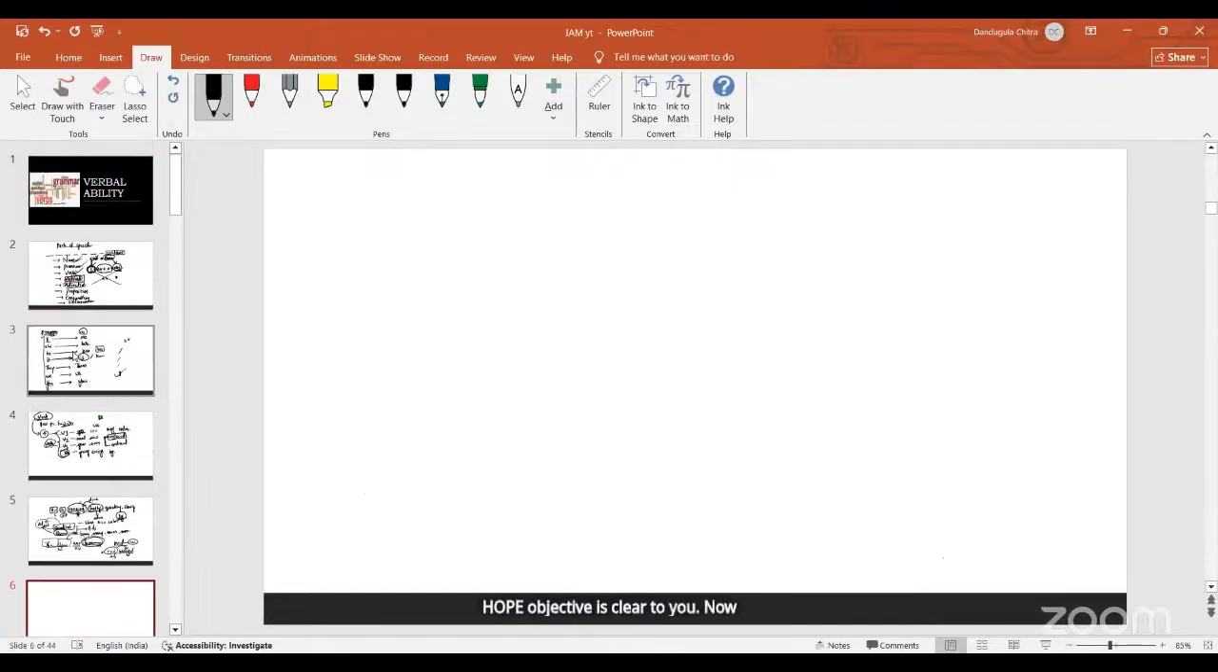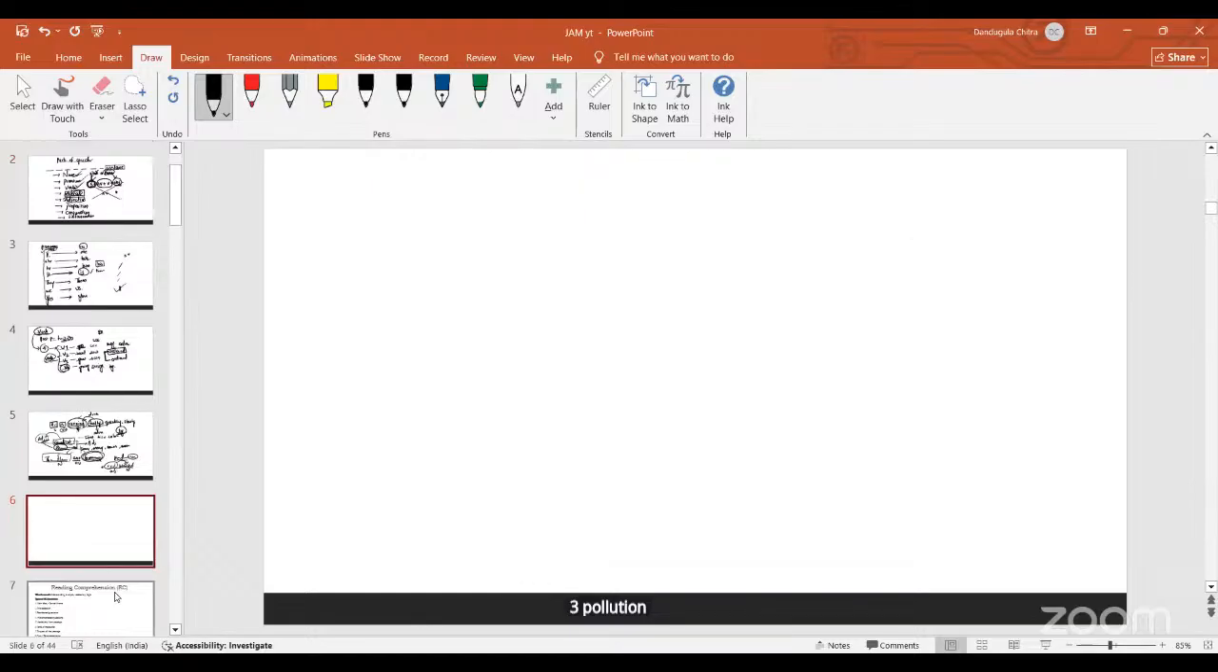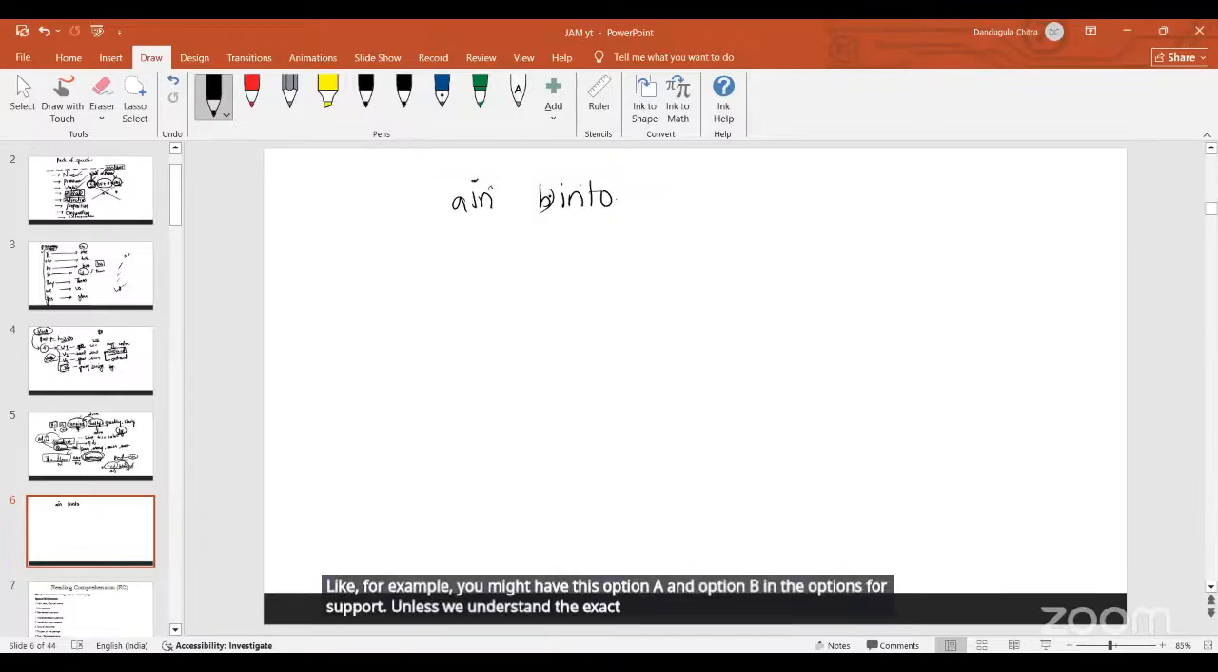Now next, coming to preposition. Prepositions are just small words, and without prepositions we can't make any sentences meaningful. For example, I'm asking you, what is the difference between in and into? For suppose, you might have option A and option B in the options. Unless we understand the exact difference between them, we can't select one option, right? So to differentiate these two things, what difference do you understand?